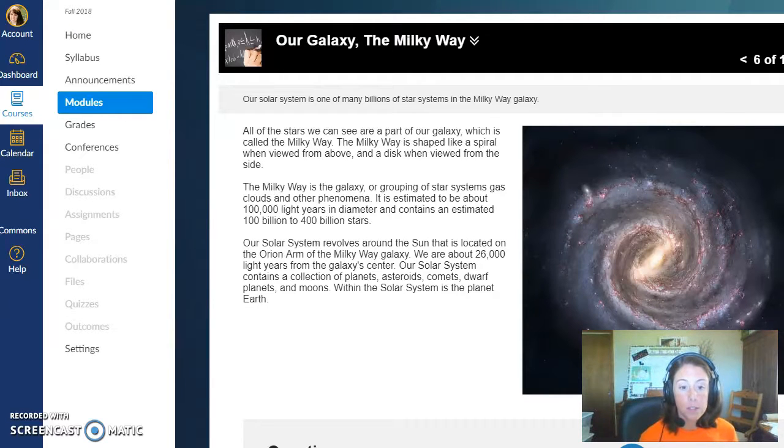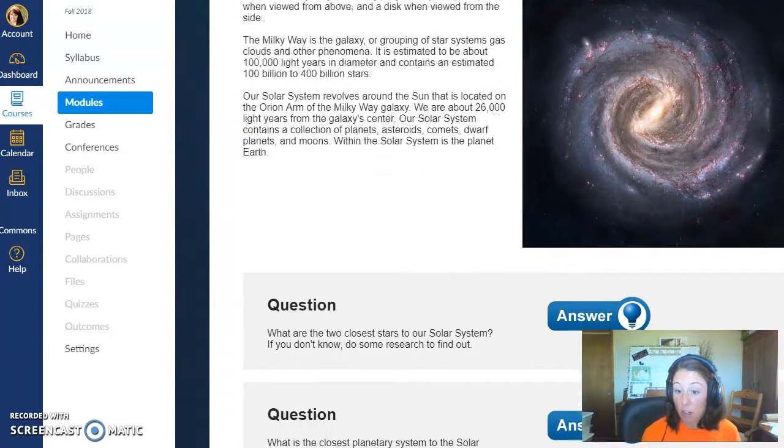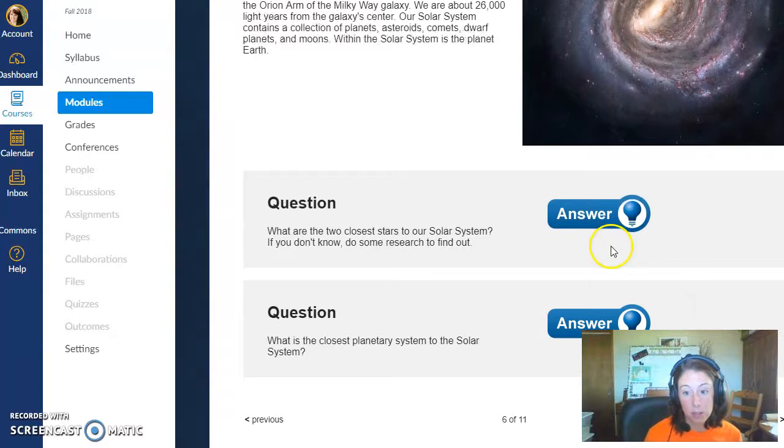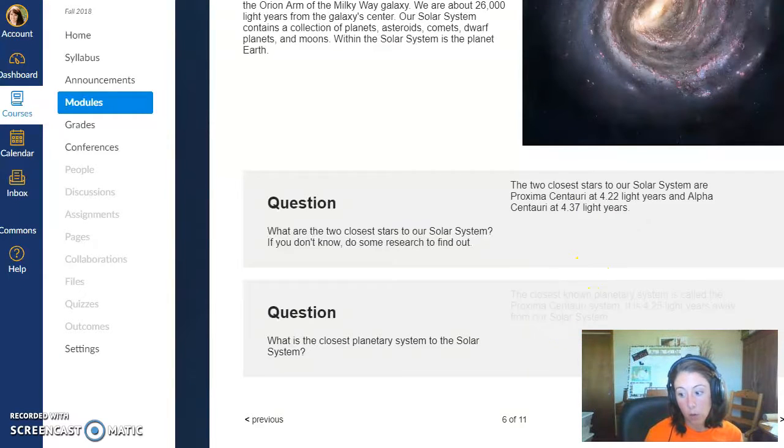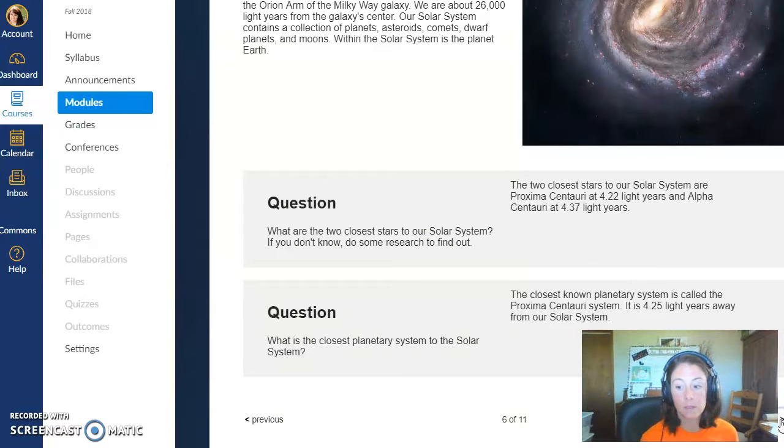So in terms of jotting things down, I would just put down what type of galaxy it is, its estimation in terms of length and distance, some things that are found in our galaxy. Then you also have some questions and some answers. Of course, be sure that you jot those down in your notes as well.